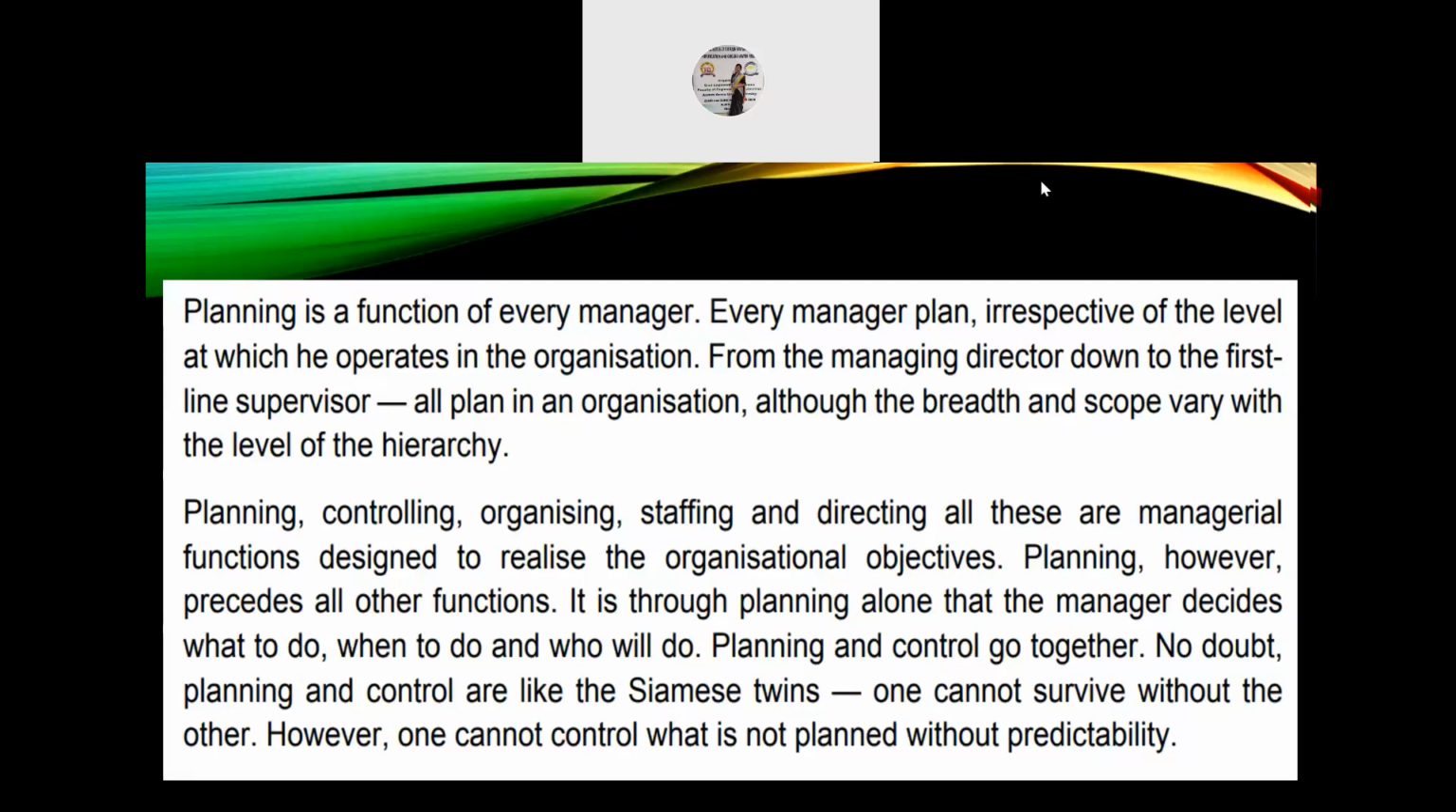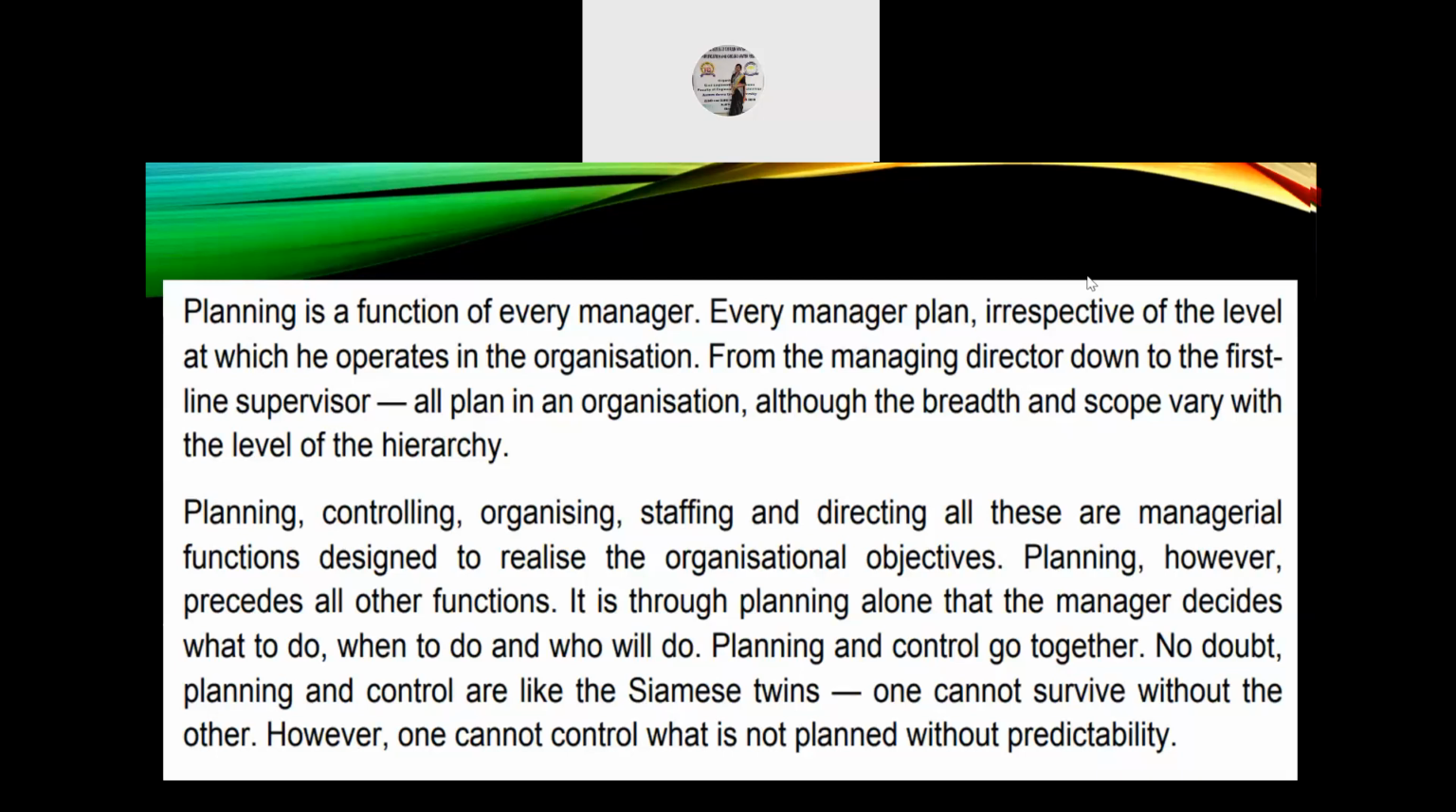Planning is the function of every manager, so every manager must plan irrespective of the level at which he operates in the organization. From the managing director down to the first line supervisor, all plan in an organization, although the breadth and scope vary with the level of hierarchy. So planning, controlling, organizing, staffing, and directing, all these are managerial functions designed to realize the organizational objectives. Planning, however, precedes all other functions, and it is through planning alone that the manager decides what to do, when to do, and who will do the assigned work.